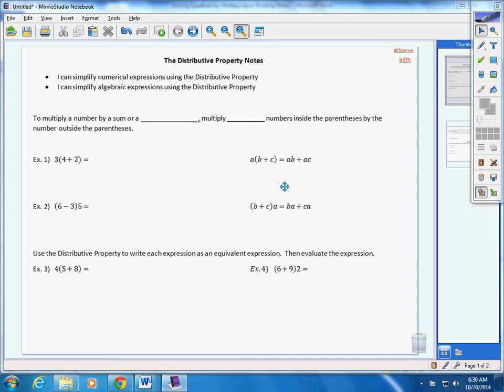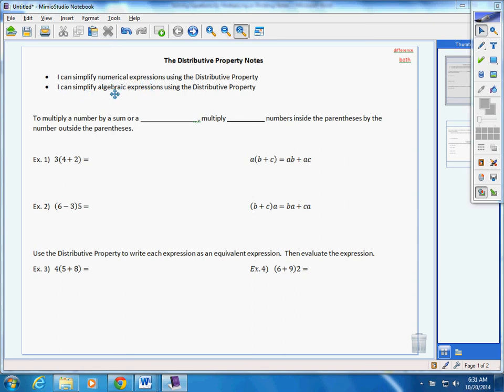Today's lesson is the distributive property, as we're starting our unit on solving equations. So let's first start off by looking at our I can statements to make sure that by the end of this lesson, these are the things that you want to be able to do. For starters, I can simplify numerical expressions using the distributive property. That means that expressions that only contain numbers, we want to be able to simplify those. Okay, that's what numerical expressions means.